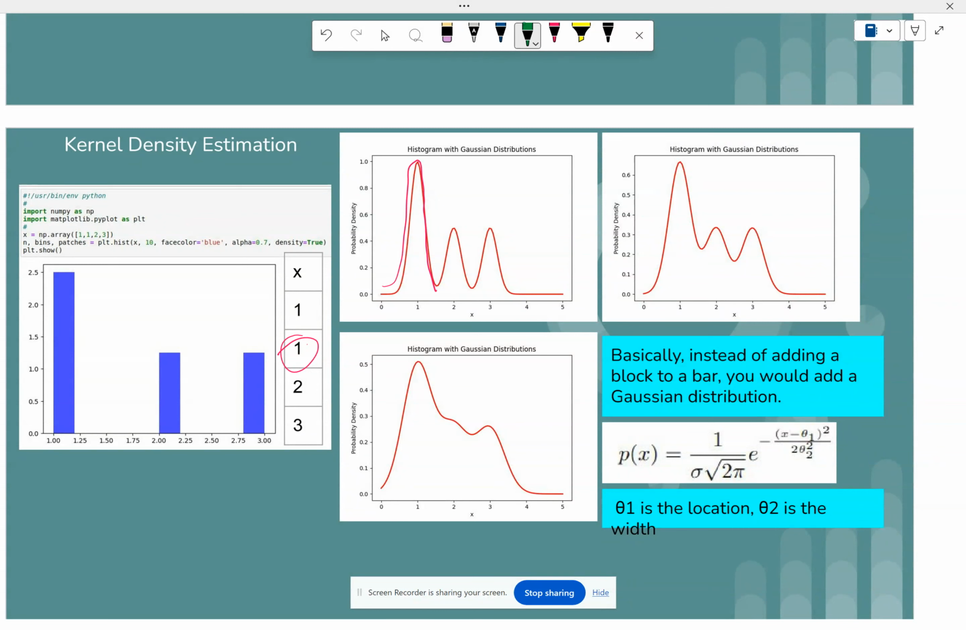The third sample is at 2. So we put a Gaussian distribution centered at 2. And then the fourth one is a Gaussian distribution at 3. 2 and 3. And there you have it. This is the distribution. With this distribution, every single time you add a Gaussian, right? So this is a Gaussian distribution.